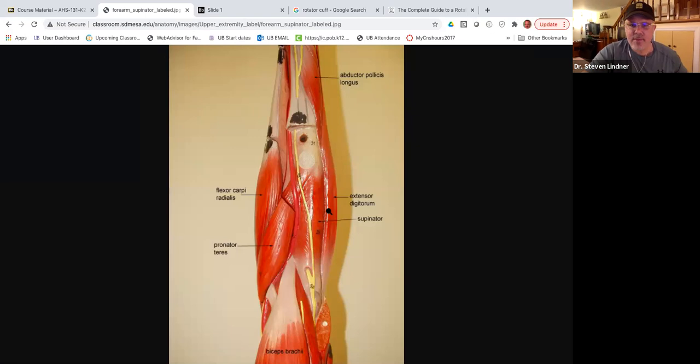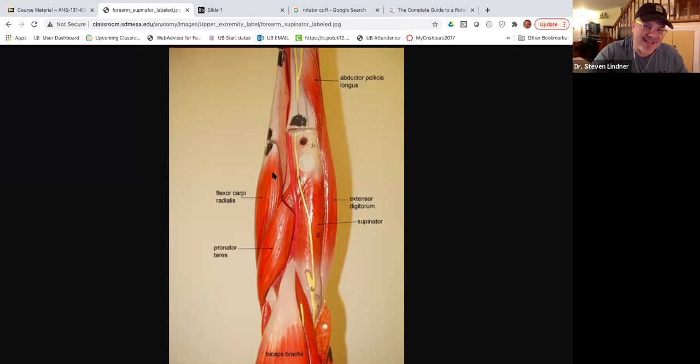Okay, and now we're looking at here's the biceps brachii, here's the cubital fossa, there's your pronator teres, which pronates. Here's a muscle called the supinator. So the supinator and the pronator, obviously, they are antagonistic to one another. Here's the flexor, not the best view.